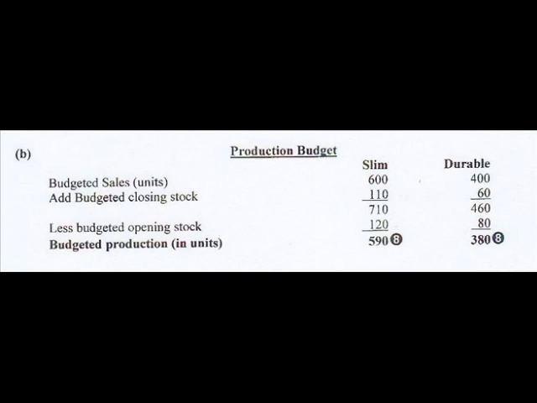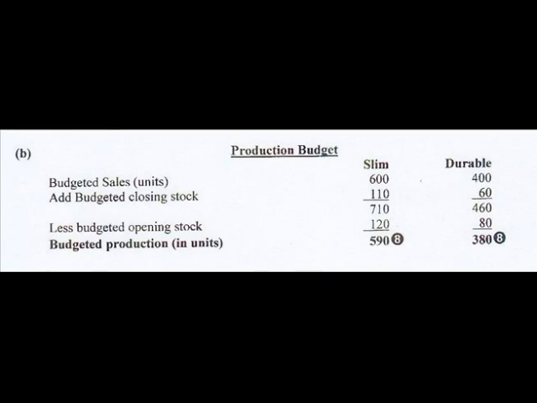Next we move to our production budget. We've already said we're going to sell 600 units of slim. We want to end up the period with stock of 110. So we should produce 710 units so that we can sell 600 and still have 110 left. However, as we have opening stock of 120 units of slim, we need to produce only 590 units. So it's our budgeted sales plus the stock we want to end up with, less the stock we already have at the start.